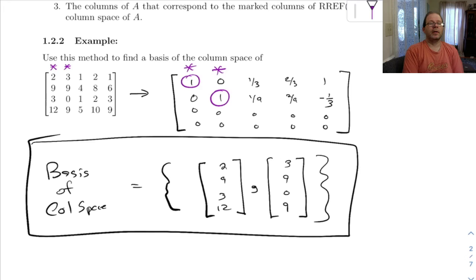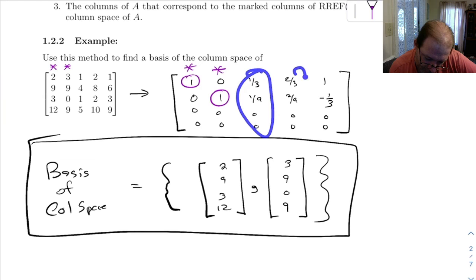And that's it. Now let's talk a little bit about why this works. When you do the reduced row echelon form, this over here is like a recipe that tells you how to get these columns by taking linear combinations of these. Like for instance, this last column would be to take 1 of the first and then subtract 1/3 of the second. So for instance, that would be take 2 minus 1/3 of 3 gives you 1. 9 minus 1/3 of 9 gives you 6. 3 minus 1/3 of 0 gives you 3. 12 minus a third of 9 gives you 9. And we can do the same thing for these as well.